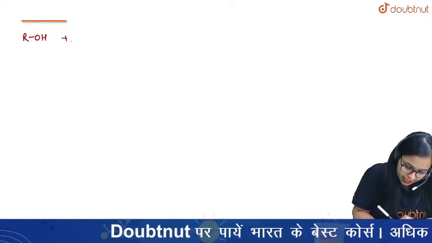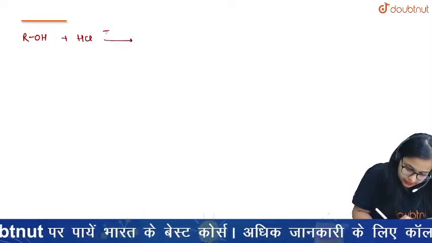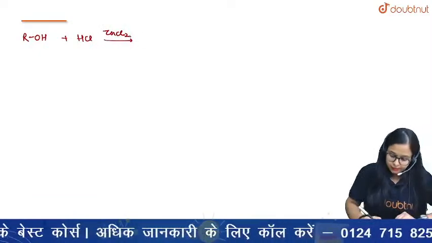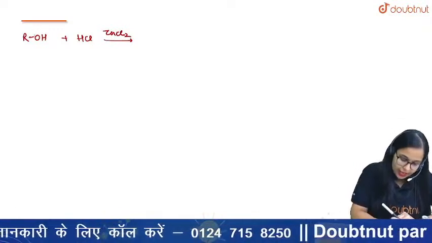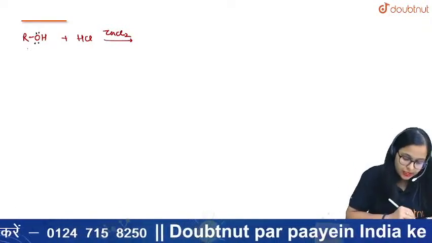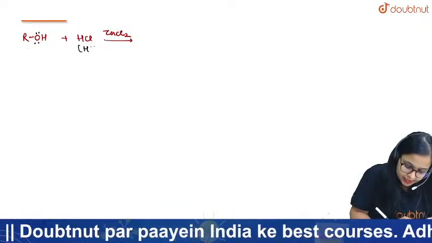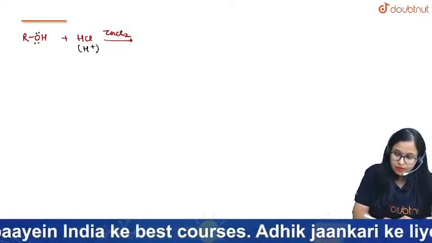You take alcohol, react it with HCl in presence of ZnCl2. ZnCl2 acts as a catalyst. Alcohol has oxygen which has lone pair. HCl acts as acid. Acid-base reaction is one of the fastest reactions.